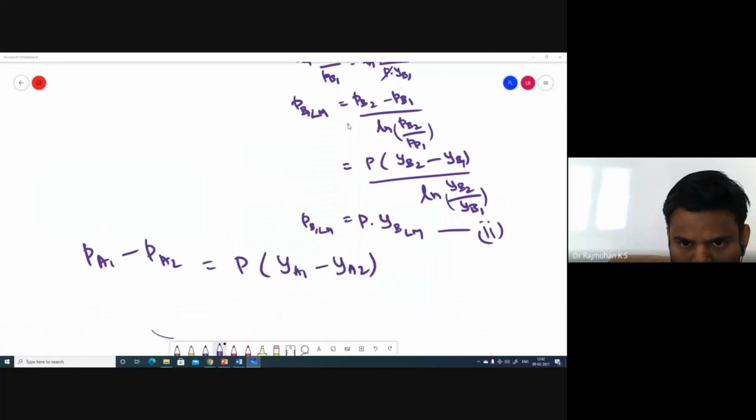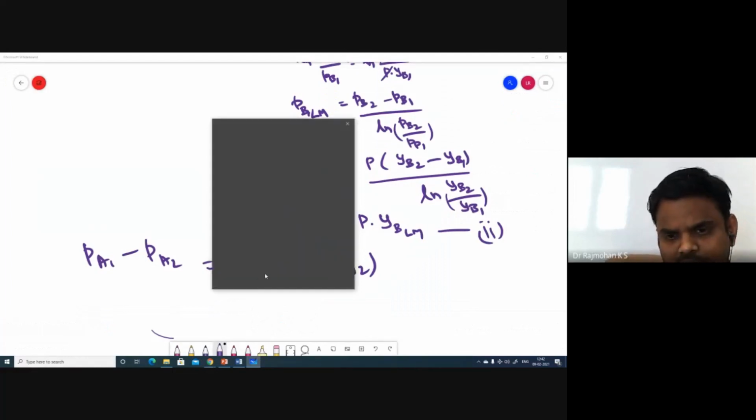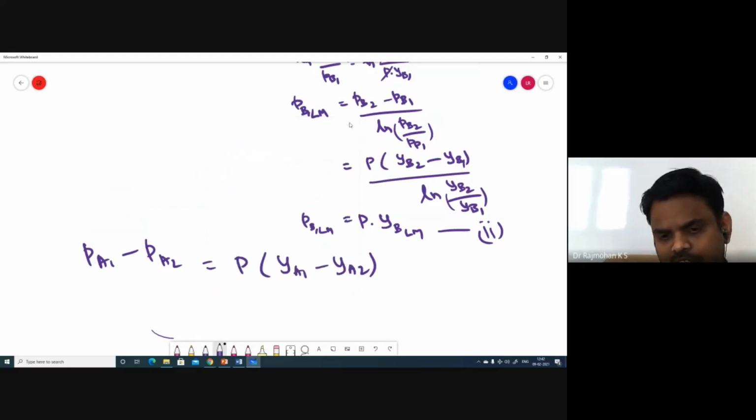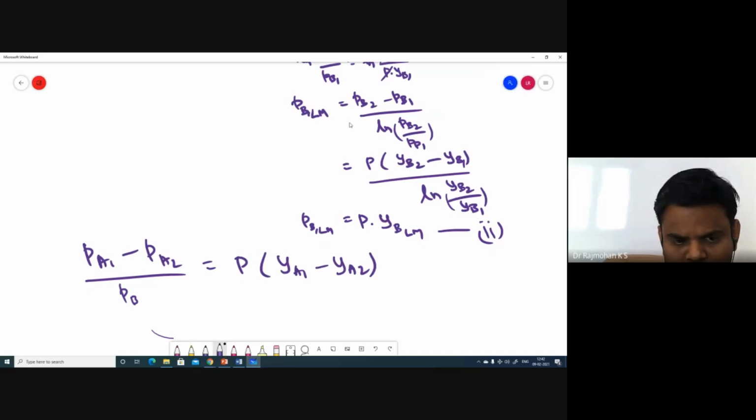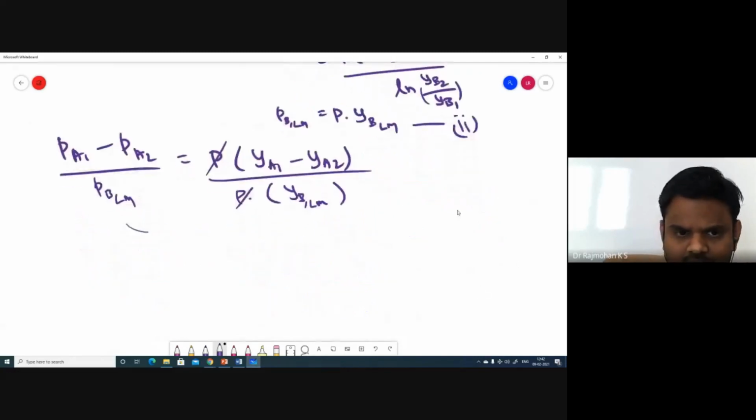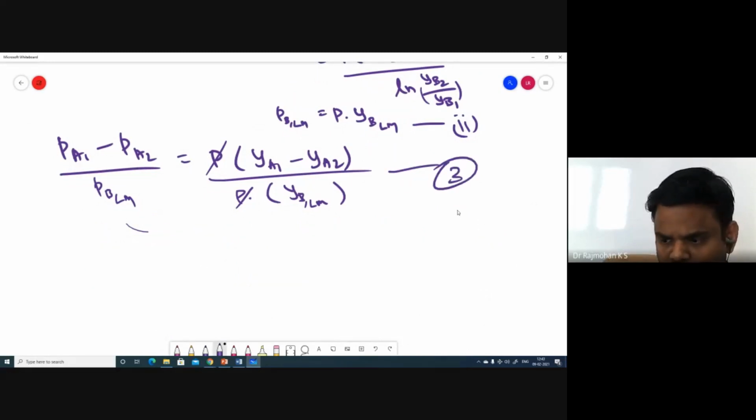Okay, what is happening? PA1 minus PA2 is P into YA1 minus YA2, and if you divide this by PB logarithmic mean, we are going to have P into YB logarithmic mean, right? So this gets cancelled, which means they are equivalent. So PA1 minus PA2 by PB logarithmic mean is equal to YA1 minus YA2 by YB logarithmic mean.